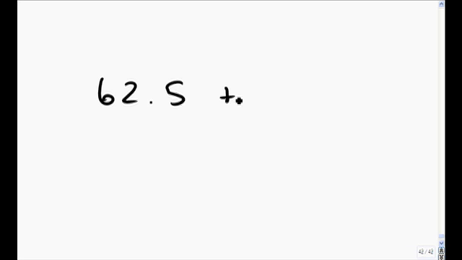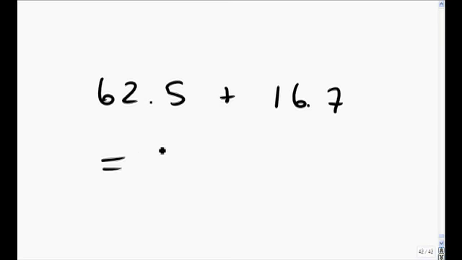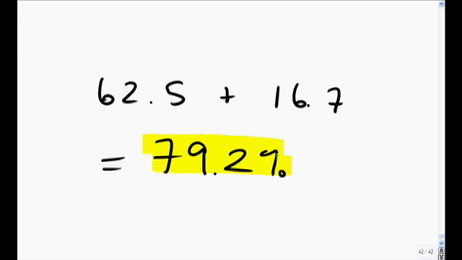62.5 plus 16.7 is 79.2. 79.2% of the class has less than 2 children.